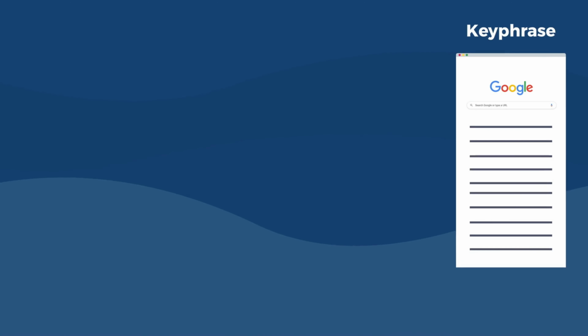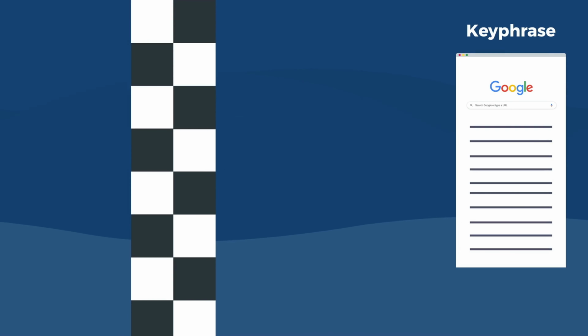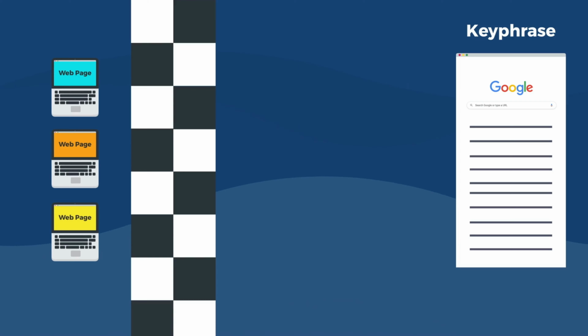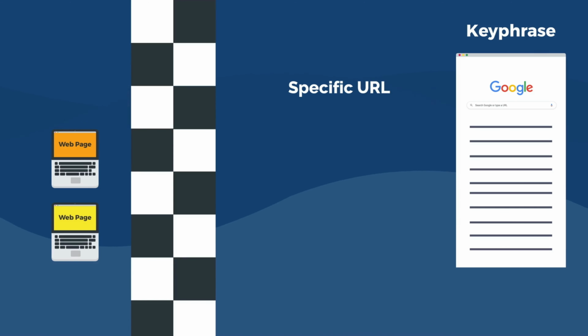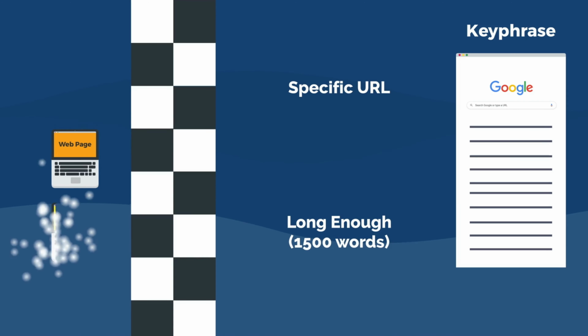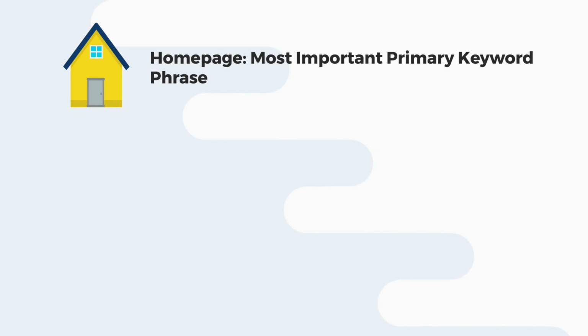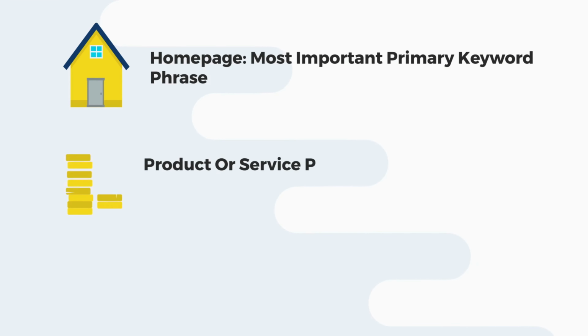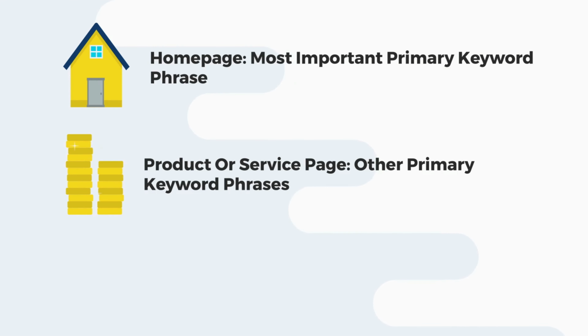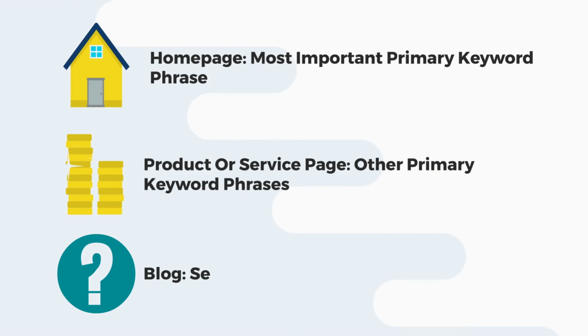Think of every key phrase as a competition and every web page as a potential competitor. If you have not created a page, meaning a specific URL for that keyword phrase, then you have yet to enter the competition. Also, if the page is not highly detailed and informative, usually over 1,500 words, then you don't have a strong competitor. Let me break this down and make it super simple. Your homepage should target the most important primary key phrase that you want to rank for. Your product or service pages are where you are trying to rank your other primary keyword phrases. And then your blog content is where you're going to target your secondary key phrases.